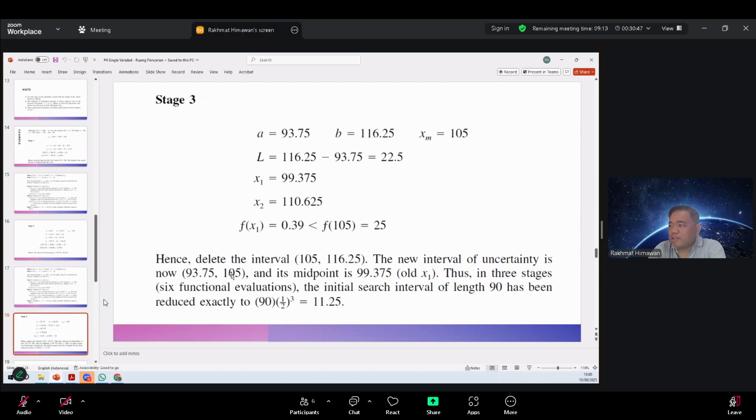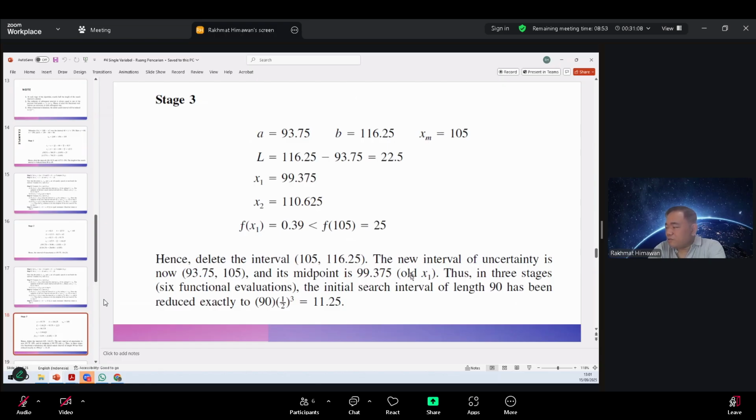Okay, the midpoint is not 105 anymore because this became b. So we need to find the midpoint between these two. This plus this divided by 2, we got 99.30675, which is the same as x. Apparently same as this one.